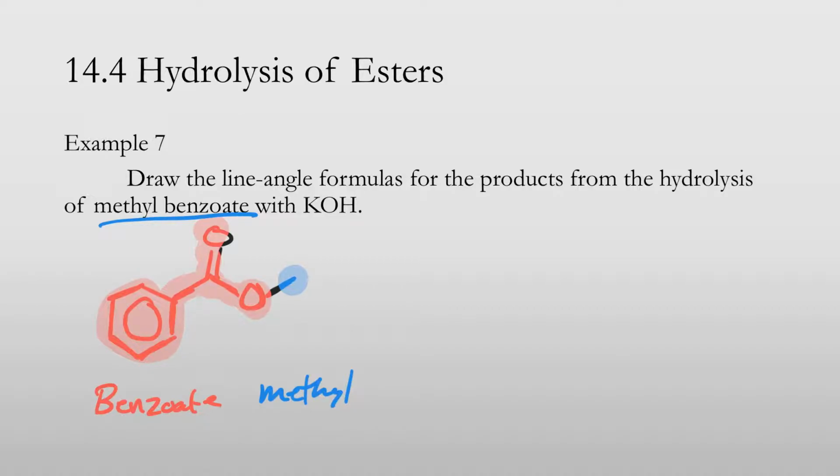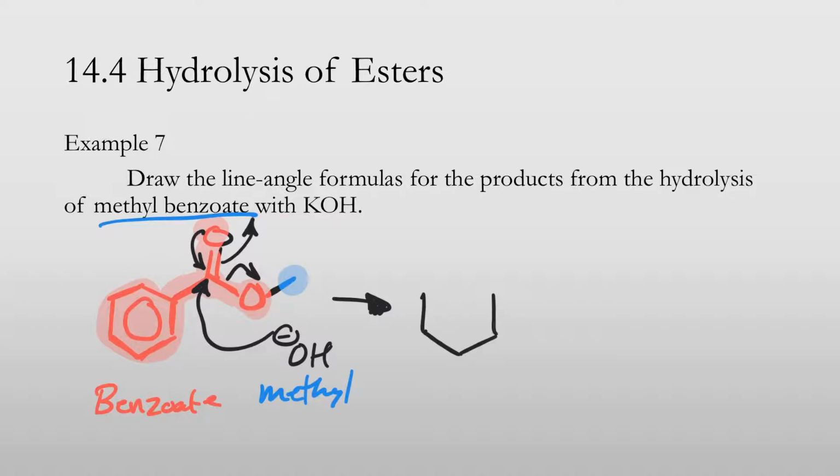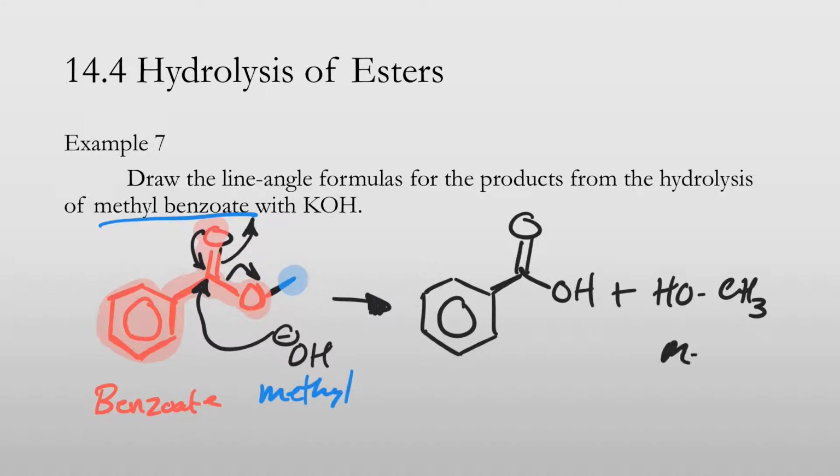Potassium hydroxide is going to come in, so we have an OH minus. It's going to attack here, which will move up the electrons from the pi bond, which will then move down and kick off the ester portion of it, and you get the carboxylic acid right here, and you get methanol. So methanol will be one product, and benzoic acid would be the other.